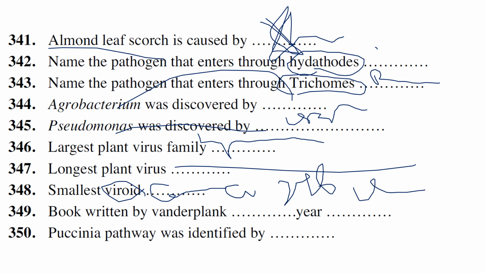Puccinia pathway was identified by Nagarajan and Joshi. They identified the Puccinia pathway. And Indian Stem Rust Rules was written by Nagarajan and Singh in 1975. Puccinia pathway was identified by Nagarajan and Joshi in 1980.